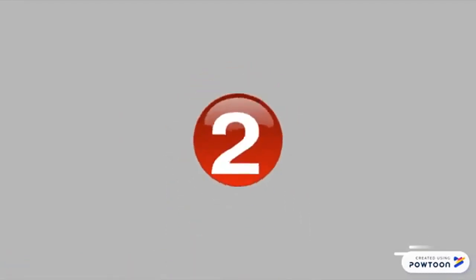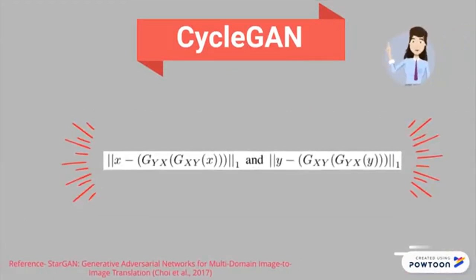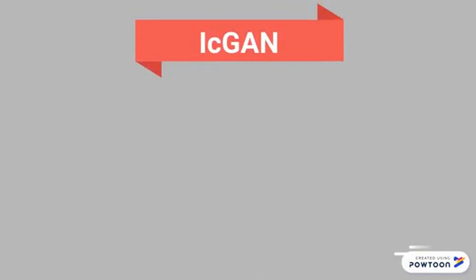The second baseline model is CycleGAN. Similar to StarGAN, CycleGAN uses an adversarial loss function. However, they regularize the mapping differently, which is by using cycle consistency losses. As you can see, the biggest difference is that this method requires two generators and discriminators for each pair of two different domains. The third and final model used for comparison is IcGAN.